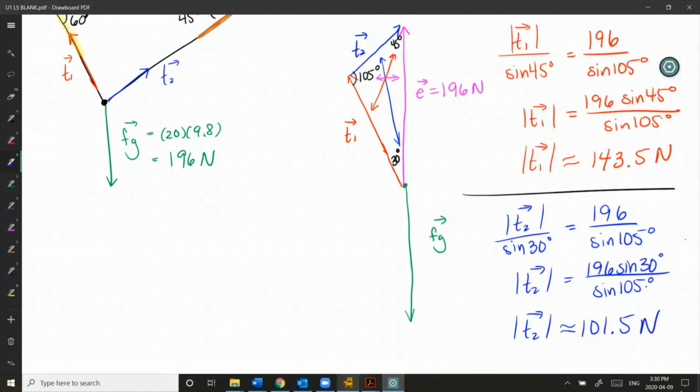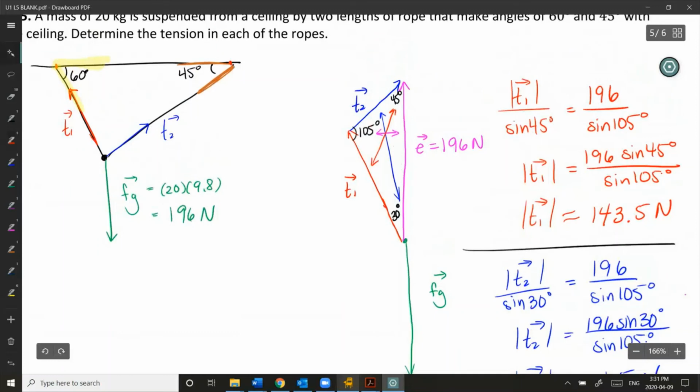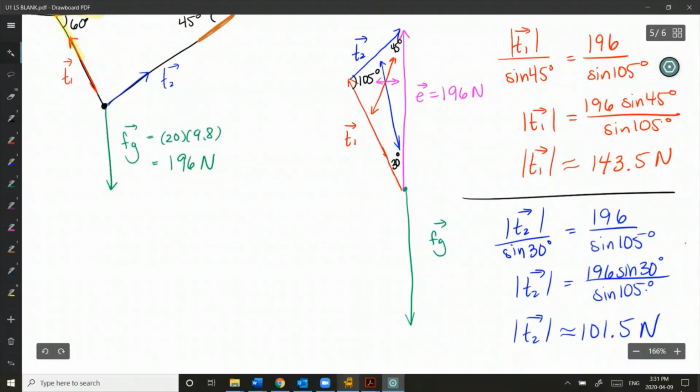As I said, this should make sense because the tension in the shorter rope is going to be greater than the tension in the longer rope, because the mass is closer to that point on the ceiling. So if you have multiple ropes on an object, like 2 ropes, this should be expected. We don't really need to find direction for these because we already have the angles they make with the ceiling, so it's not necessary that we find an angle of those tensions.